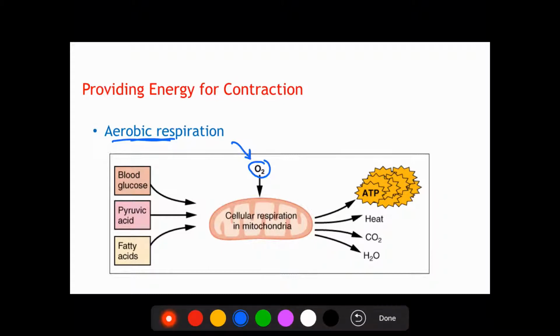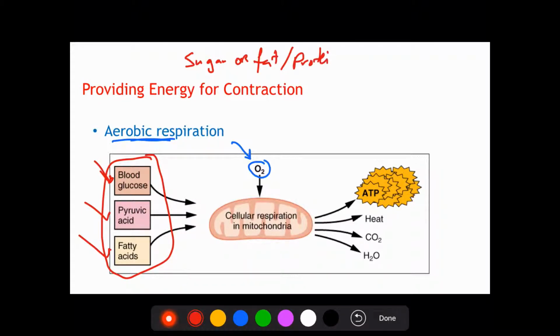The starting material we need to produce the ATP is blood glucose, or we can use pyruvic acid, or fatty acids. So technically we can use sugar or fat or sometimes proteins to produce ATP.